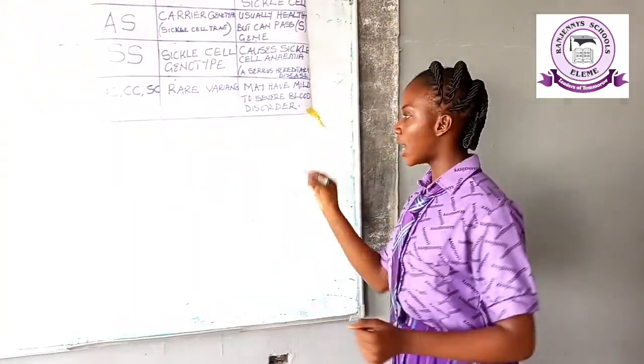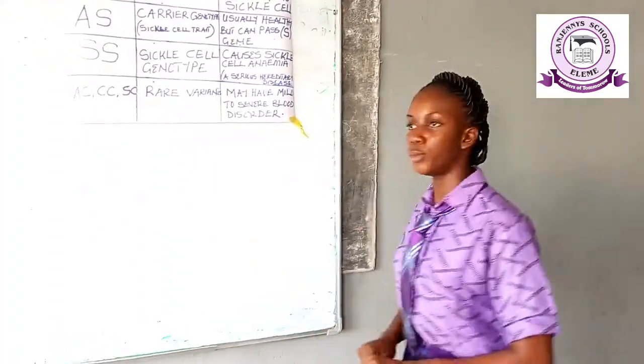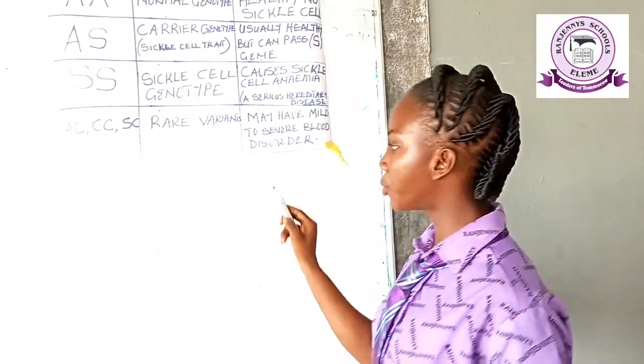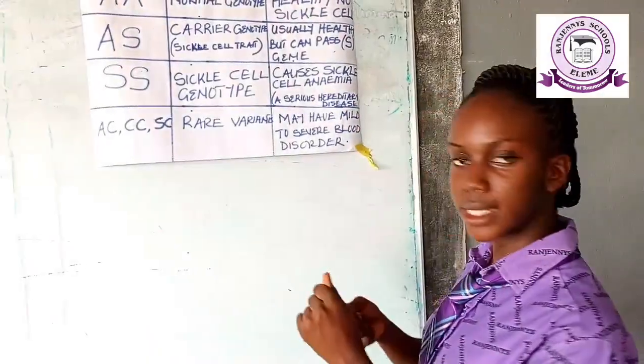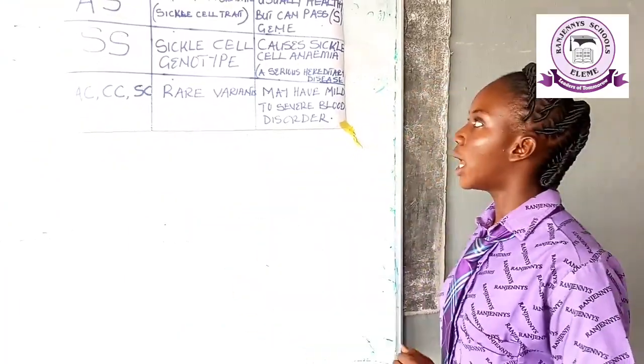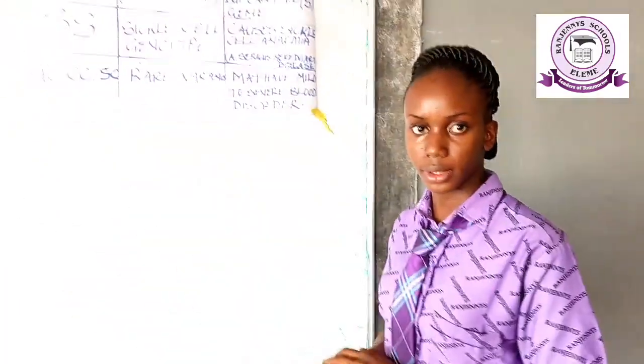Normal genotype has red blood cells that are biconcave in shape, but those with sickle cell, instead of their shape being normal, it is sickle in shape, and it cannot carry as much oxygen as the normal genotype can carry.